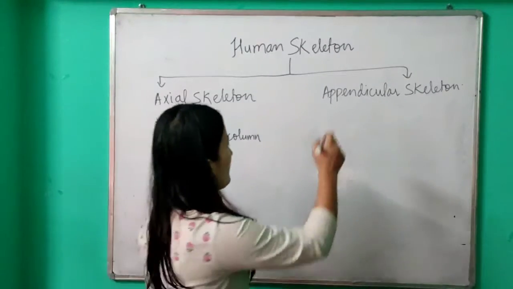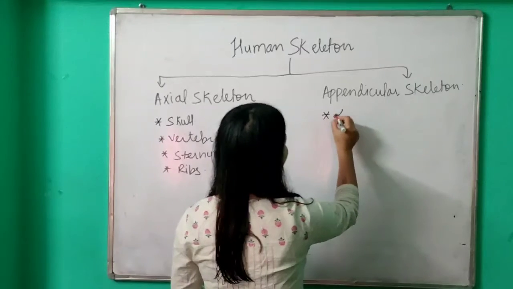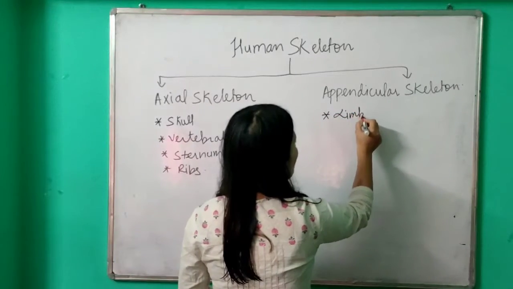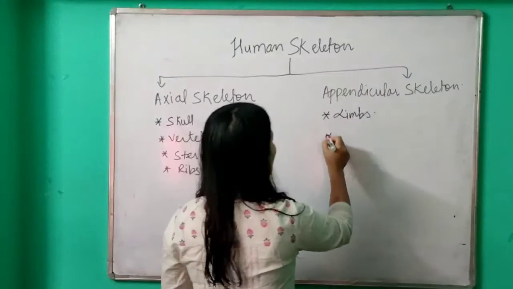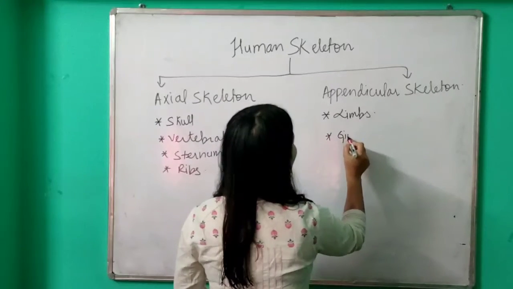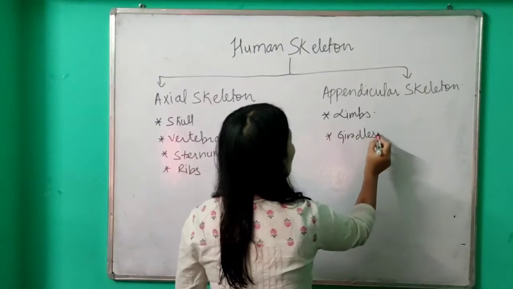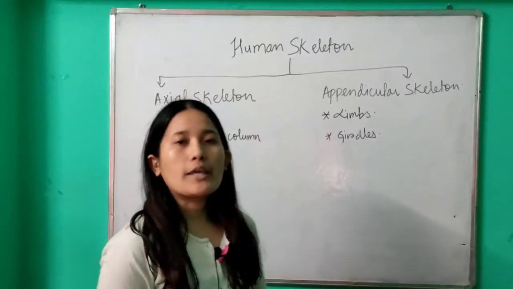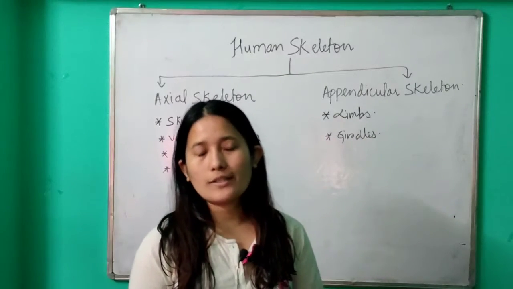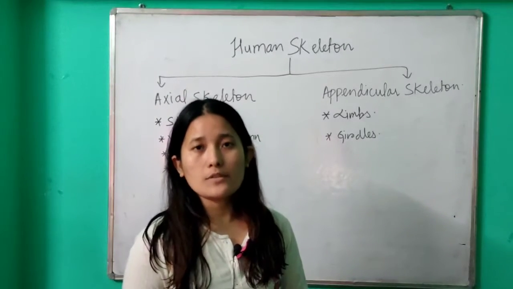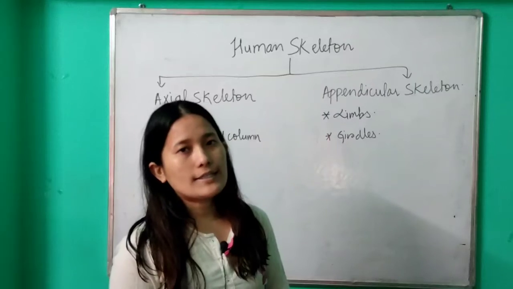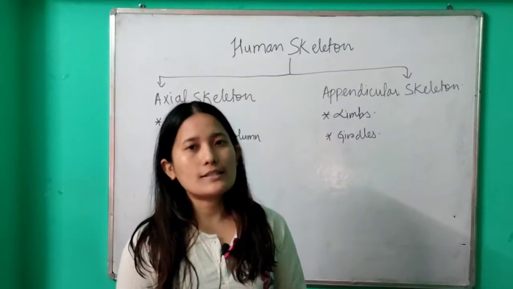Okay, and the appendicular skeleton consists of limbs. Humans have two pairs of limbs, forelimbs and hind limbs. Okay, and girdles. There are two types of girdles in the human body: hip girdle and shoulder girdle. What is the role of this girdle? The girdle helps in connecting the limbs to the main skeletal system, that is, to the axial skeletal system.